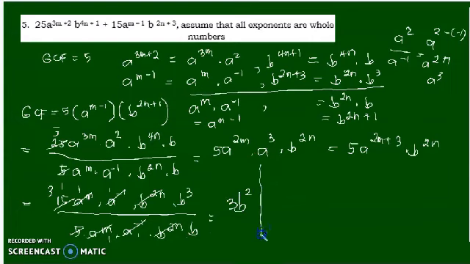So therefore, the factors are, of course, the GCF, which is 5a to the power of m minus 1, b to the power of 2n plus 1, times the quantity of 5a raised to the power of 2m plus 3, b to the power of 2n plus 3b squared.